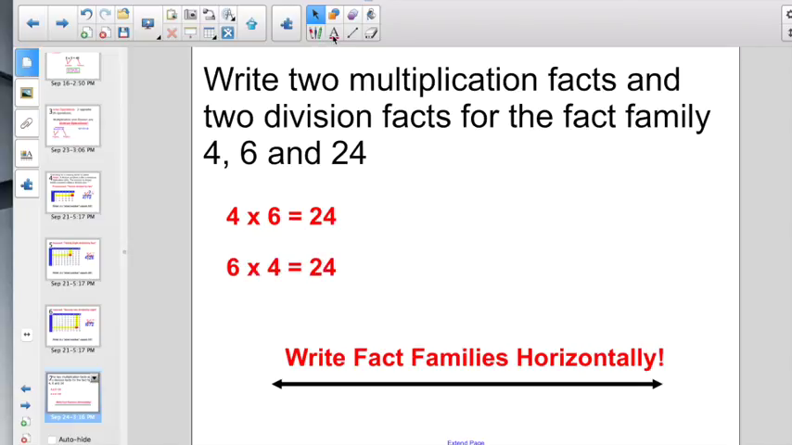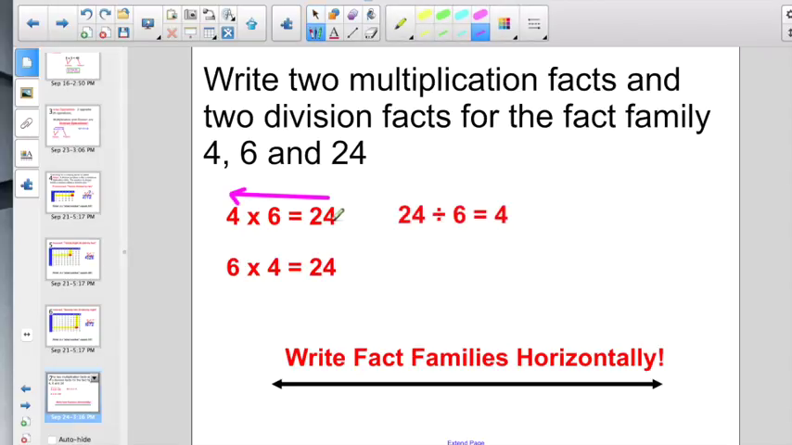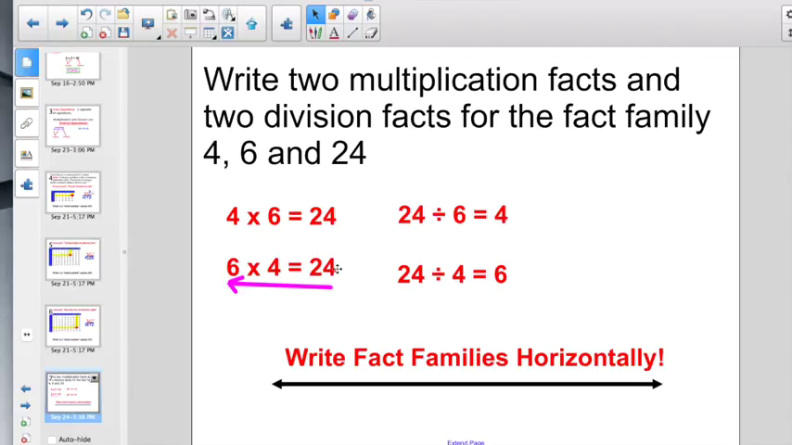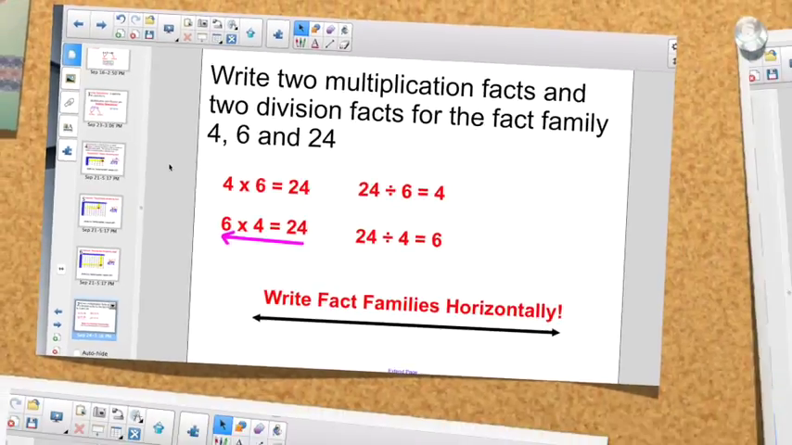Let's go and reverse and do the inverse operation for our two division facts. If I reversed the order, I could now have 24 divided by 6 equals 4. And for our last one, if we reverse the order again using the inverse operation, 24 divided by 4 equals 6. But the important thing is, from here on out, make sure we write our fact families horizontally.